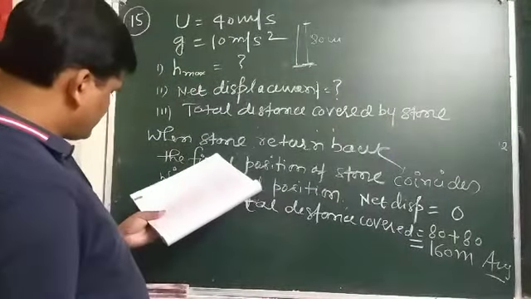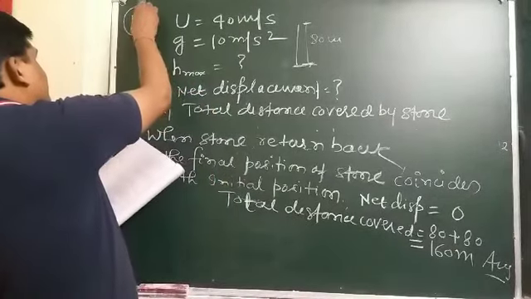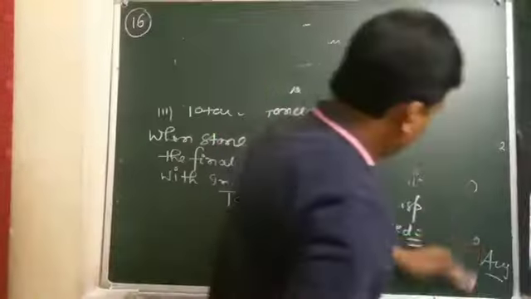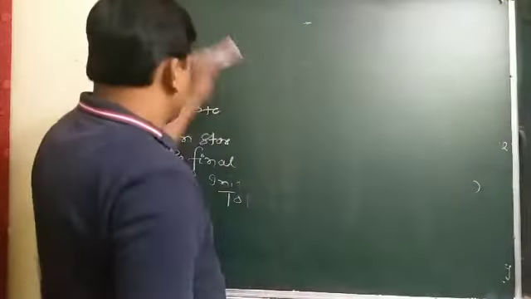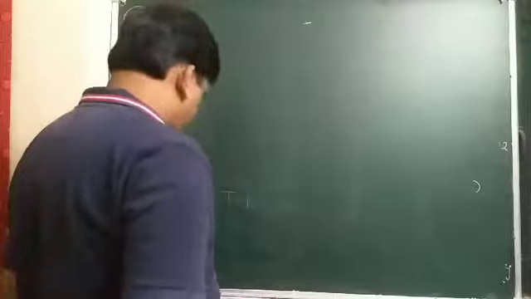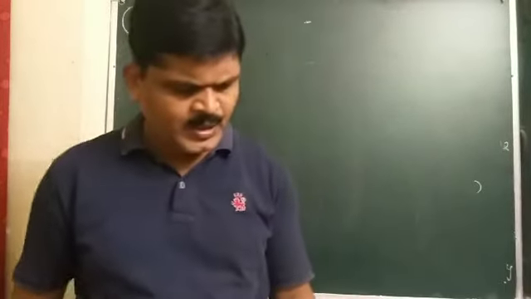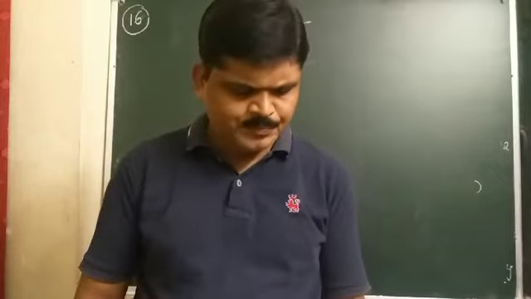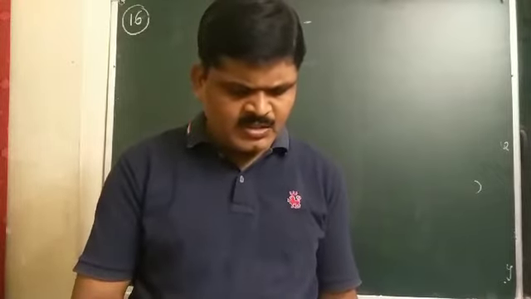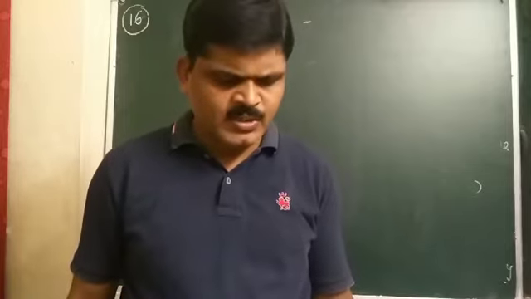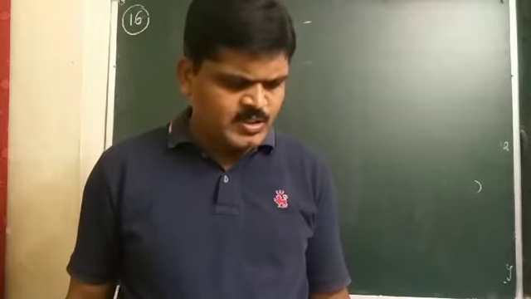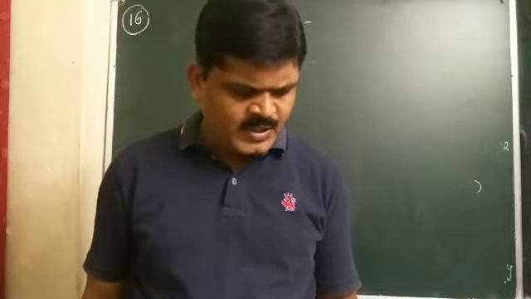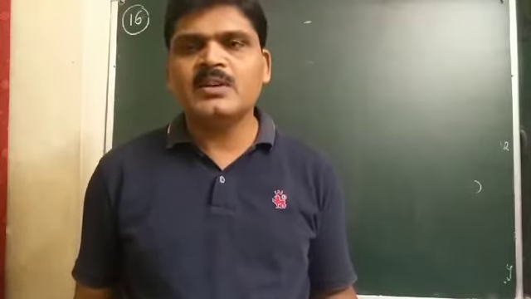And next one is, students, question number 16. Listen carefully. Calculate the force of gravitation between the earth and the sun, given that the mass of the earth is 6 into 10 to the power 24 kg and that of the sun is 2 into 10 to the power 30 kg. The average distance between the two is 1.5 into 10 to the power 11 meter.